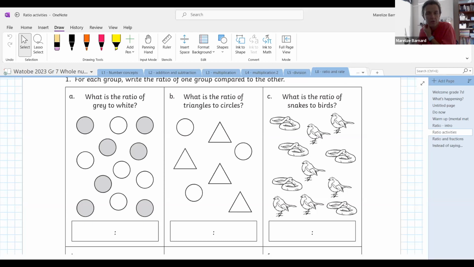Bridget, you can ask your question. Hello, ma'am. Hi. I just wanted to ask, how do you get the simple form of a ratio? Yeah, so you look at the 2 numbers and you look for the highest common factor, and then you divide the ratio by the highest common factor. We're going to do more of that now, so just listen again. Okay, ma'am. Thank you.